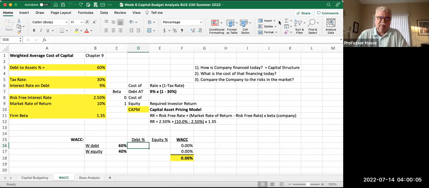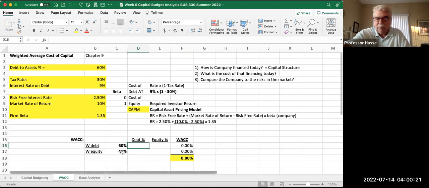Okay, so let's take a look at this example of the cost of capital. So we have as the variables debt to assets of 60%. So if our debt is 60% of our assets on the capital structure, that means it has to total 100. That means our equity percentage is 40%. So 60% of the company is financed by debt, 40% is financed by stock and profits, retained earnings. So that's the capital structure. That's the basis by which we determine the weighted average cost of capital. The tax rate for this company is 30%. The interest rate on debt is 9%.